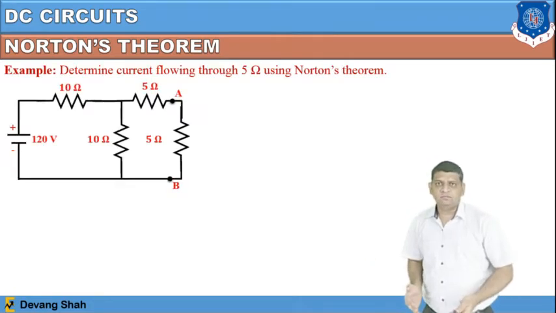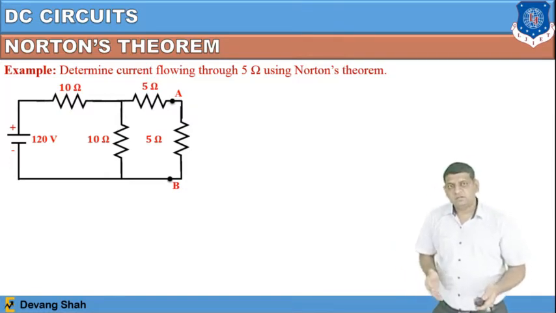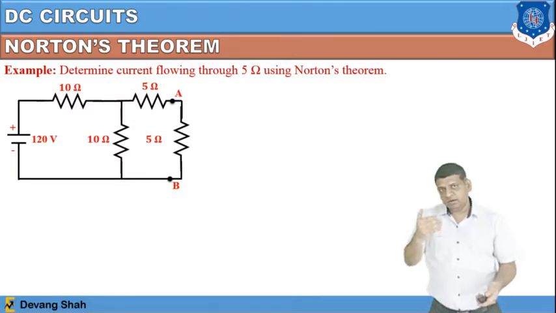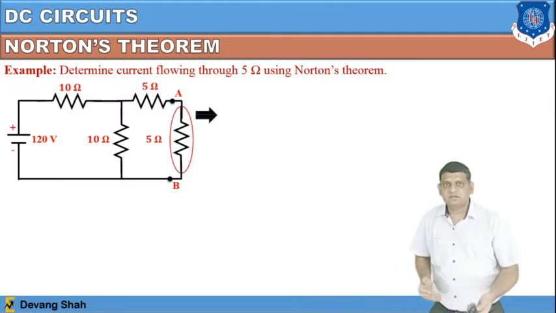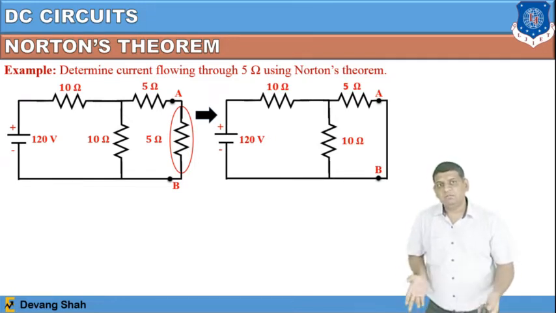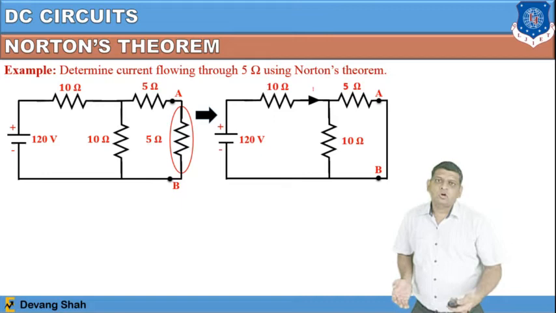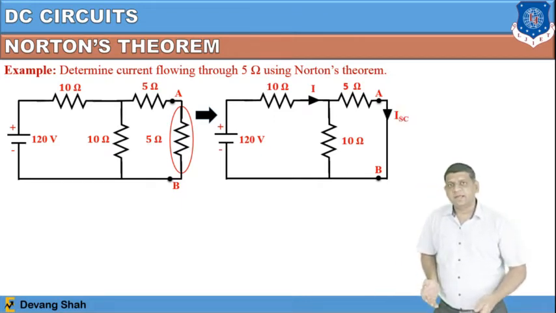Now let's say one of the examples where you have applied 120 volt and there are three resistances connected, 10 ohm, 10 ohm and 5 ohm, and one more resistance connected between terminal A and B, a 5 ohm, that you consider as RL, that's a load resistor, right? So my next job is to find the current which is passing through terminal A and B. That current I define as a short circuit current, which is called ISC, right? So here you can define this current as ISC current.